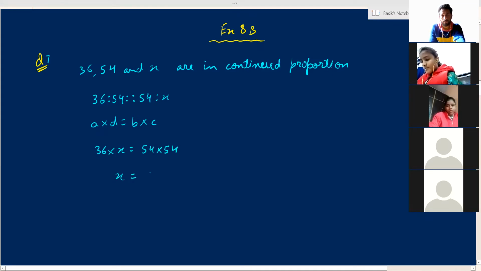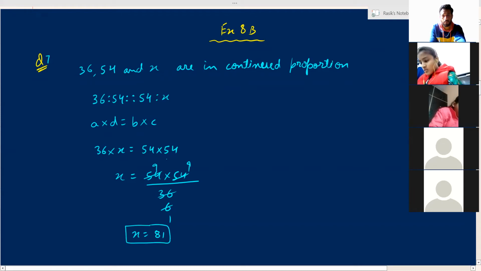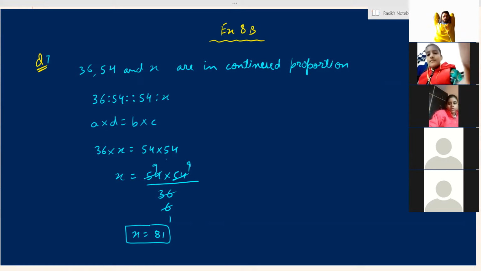So x equals to 54 into 54 upon 36. When you simplify, what do you get? X equals to 81. Any doubt? No, sir. Sir, done.